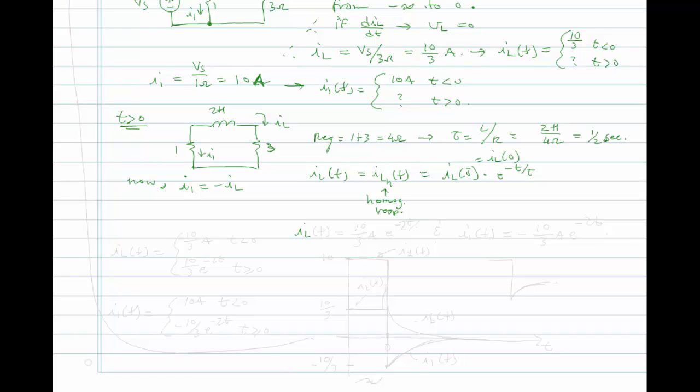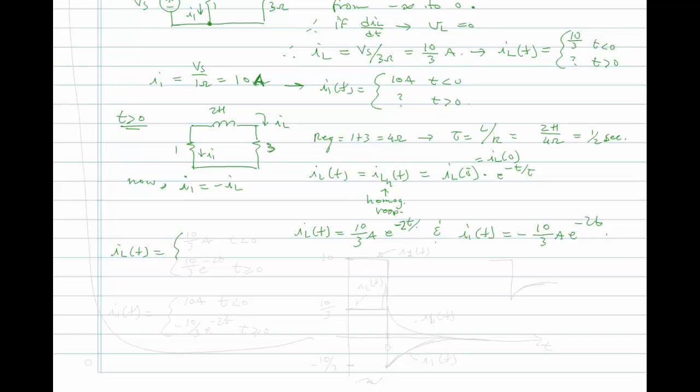And we'd say, rewriting that, IL then is equal to 10/3 of an amp times e to the minus t over 1/2 second. Okay, I should say just minus e to the minus 2t. Okay, and now we have I1 then is equal to minus 10/3 amps e to the minus 2t. Okay, so finally now we can write the complete solution for IL.